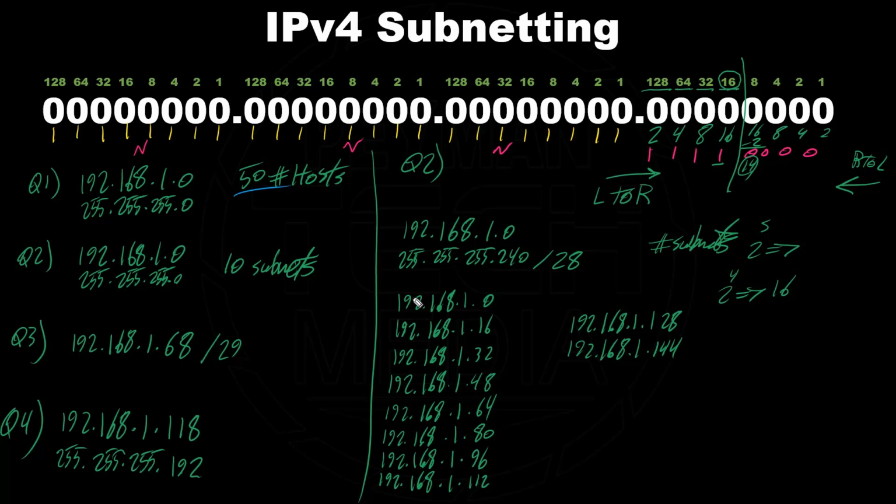If we start writing our network address, the zero network, 192.168.1.0, and keep continuing incrementing by 16, the next one would be 192.168.1.16, the next subnet would be 192.168.1.32, the next subnet would be 192.168.1.48, and so on. And each subnet, we can have 14 available IP addresses.